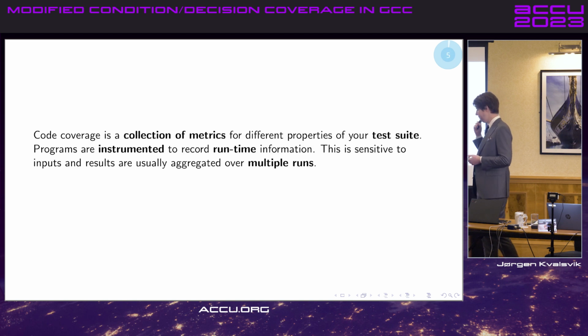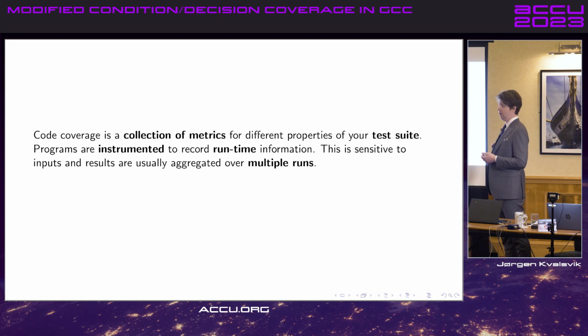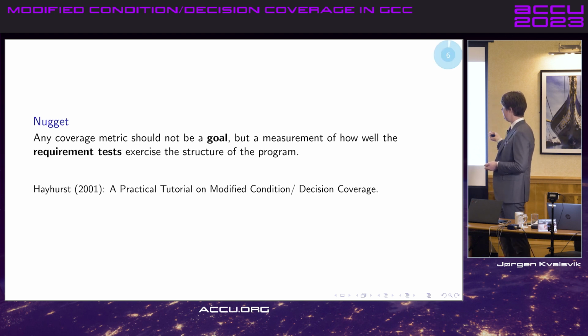Right, code coverage. Code coverage, formally, is a collection of metrics that you run on your test suite, really. It measures different properties. Typically, programs are instrumented to record some runtime information about what it has seen, which is sensitive to inputs, and results are typically aggregated across multiple runs because programs behave differently under different inputs. So here's a nugget already. A coverage metric should not be a goal unto itself, but a measurement of how well the requirement tests exercise the structure of the program.